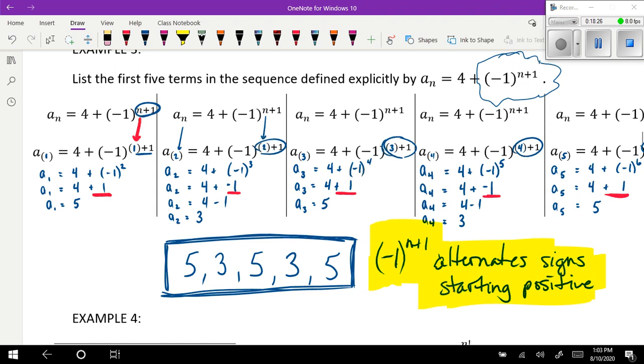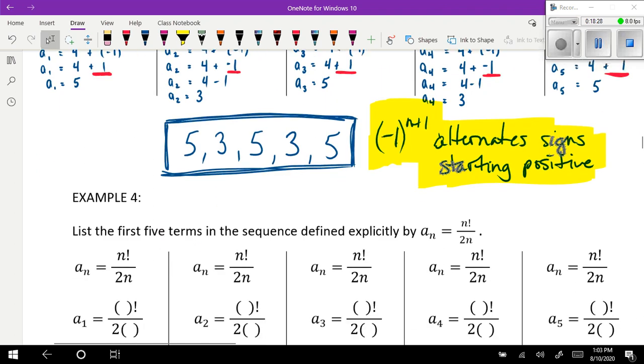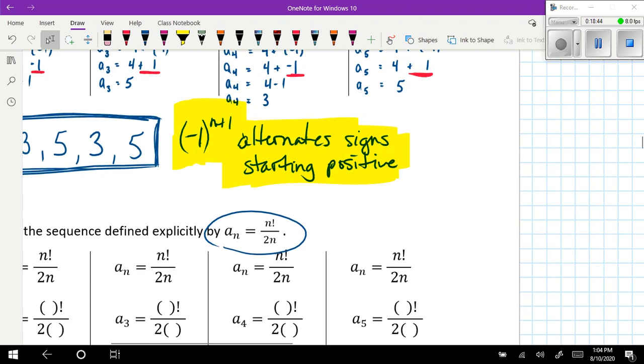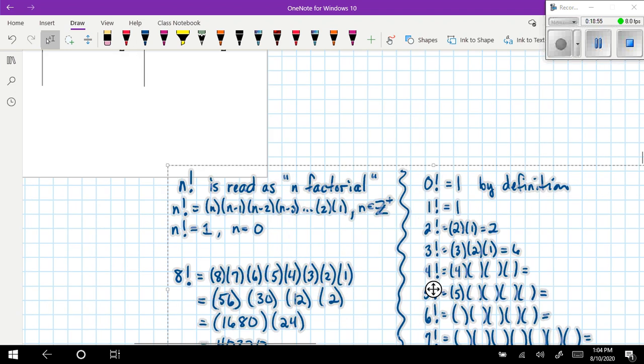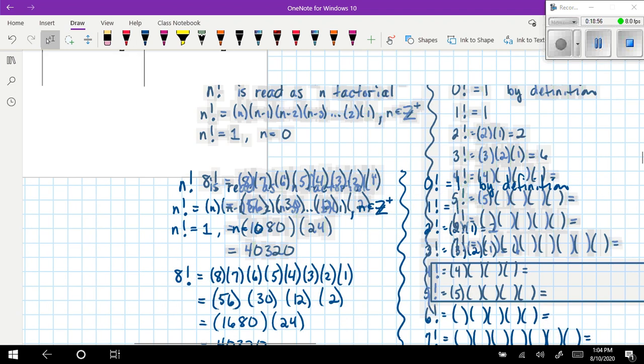Moving on to example 4 then. List the first 5 terms in the sequence defined explicitly by a sub n equals that. Okay? Now somewhere in here, and I don't know where, let me see if I'll be able to do this. If I were to tap my finger here and paste, yes. Okay. I have a little something that helps us figure out what this means.